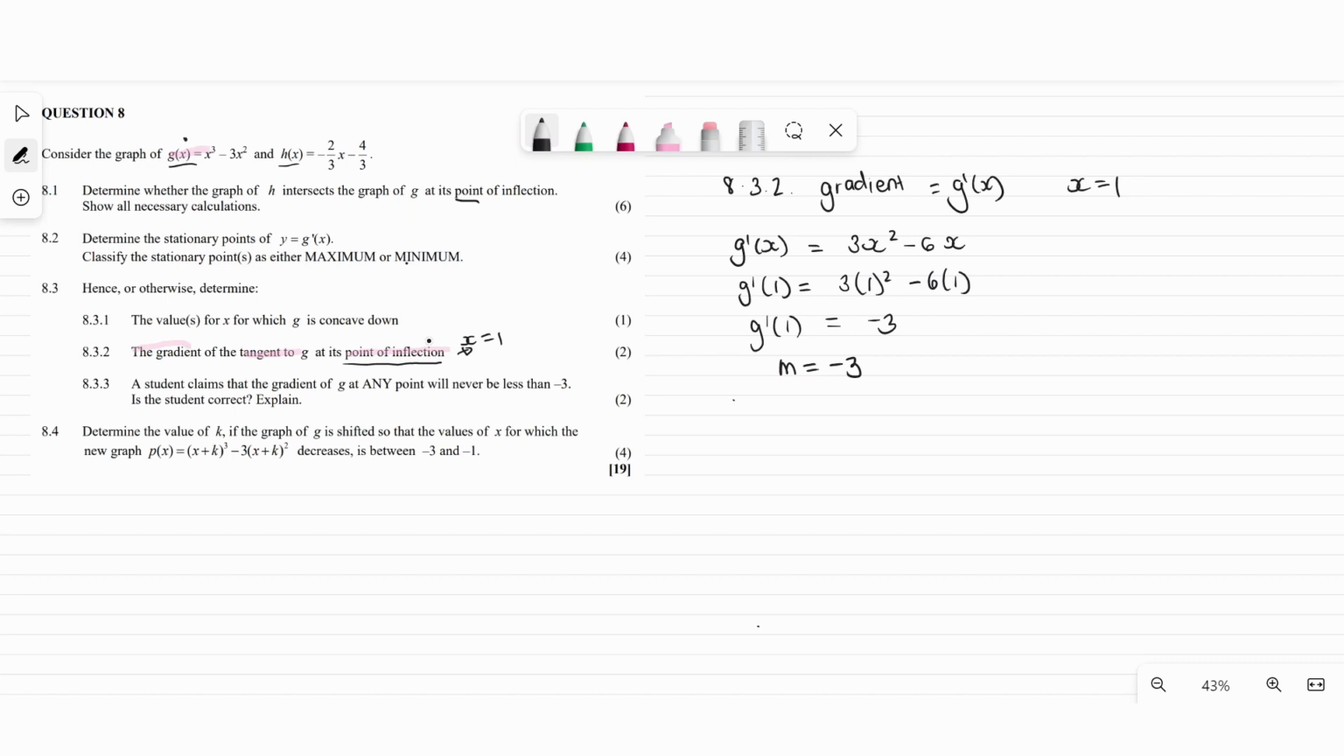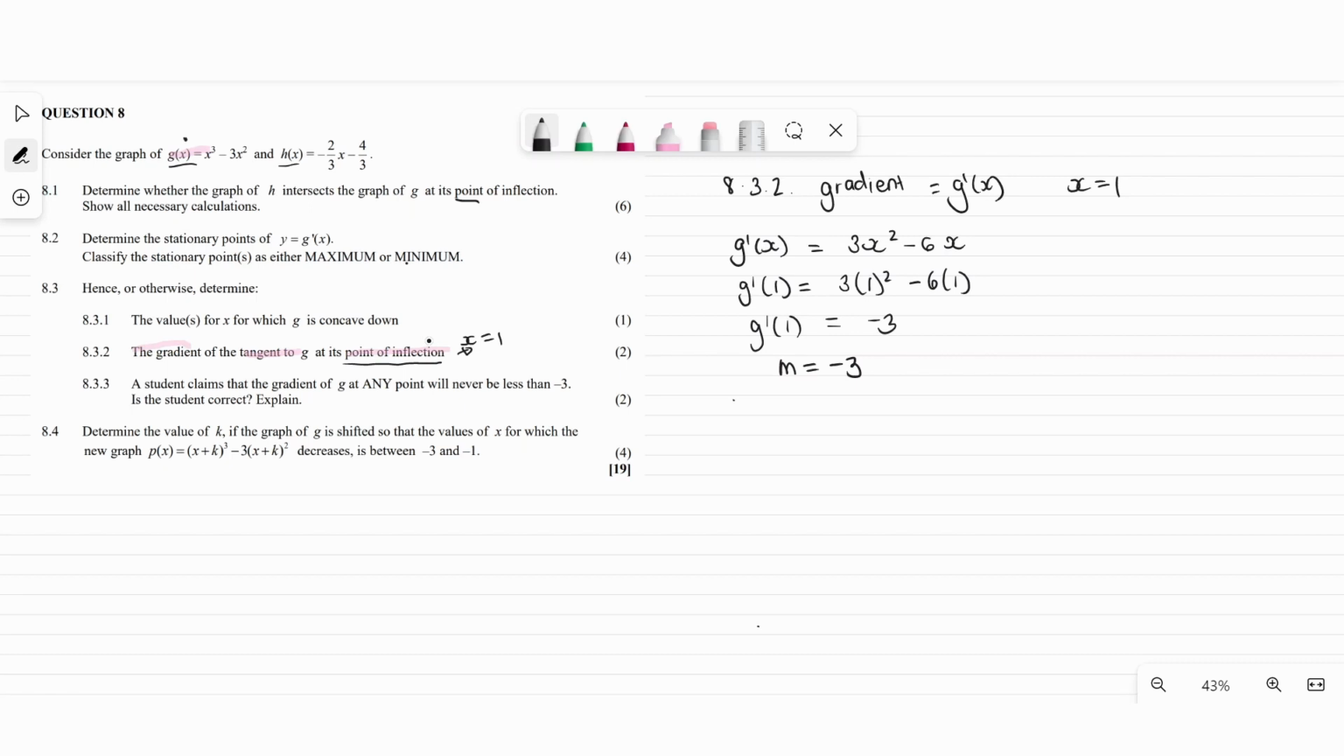If you're noticing something, question 8.3.2 is exactly like 8.2. You get me? 8.3.2 is the same thing as 8.2, but they asked it in different ways, but you're finding the same thing. So what can we conclude? We can conclude that the stationary point, when you're given that y is equal to the first derivative, is the same as finding the gradient at that point of inflection. I think it's something that you need to link between the two: the stationary point when y is equal to the first derivative of a cubic graph is the same as finding the gradient of the tangent of g when x is equal to the point of inflection.